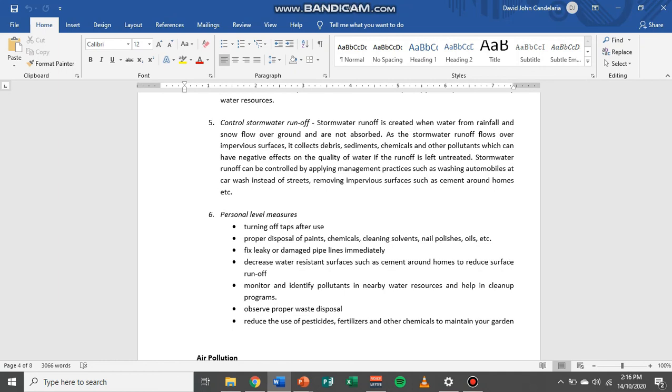Like sa paggamit ng fertilizer, pwede tayong gumamit ng compost as fertilizer. Natural na siya. Sa pesticides naman, pwede gumamit ng citronella or something. Sa citronella extract, natural din. So, maraming alternatives sa pagtatanim.